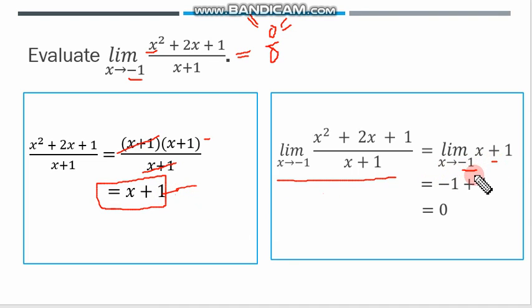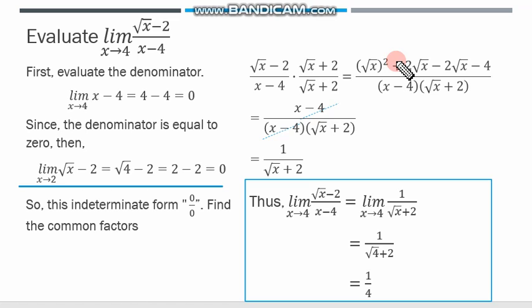So we will substitute the value of x with negative 1. So negative 1 plus 1 is equal to 0. Therefore, the limit of the function is 0. Not undefined, not DNE, but 0. We have another example here.